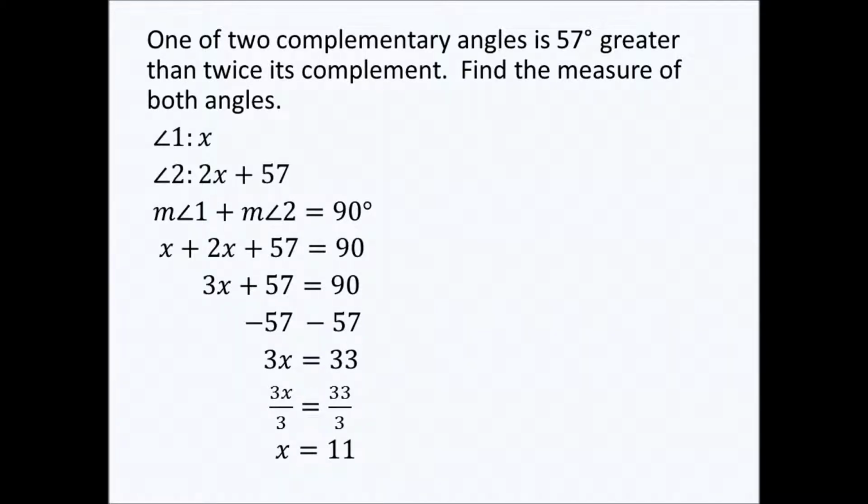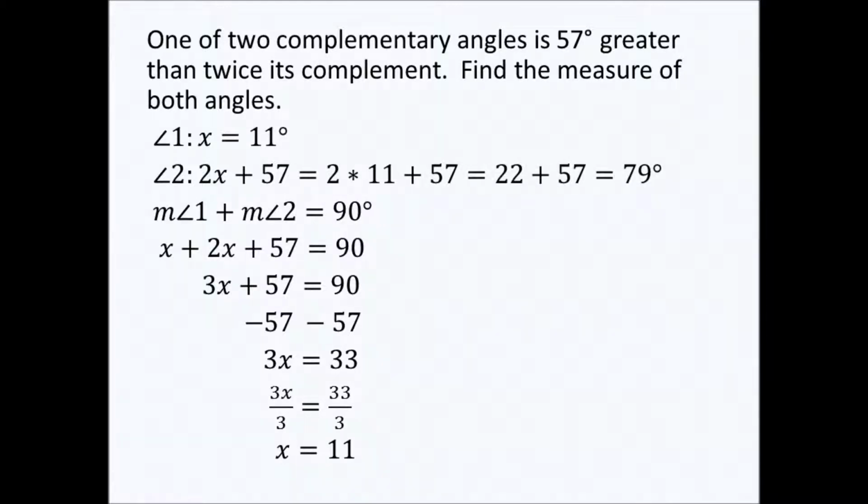The next step is to substitute. x equals 11. 2 times 11 plus 57. 22 plus 57 equals 79.